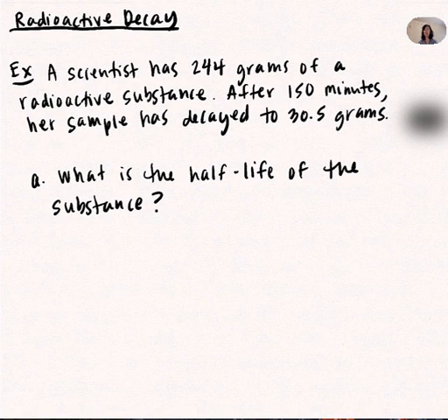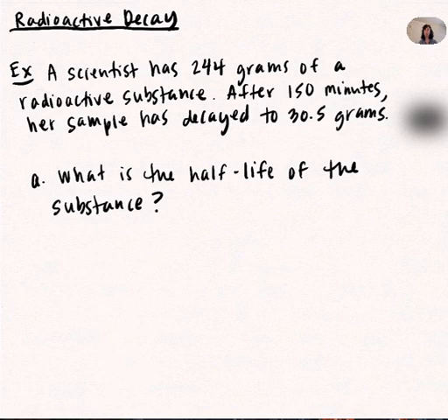Radioactive decay. Let's do an example. A scientist has 244 grams of a radioactive substance. After 150 minutes, her sample has decayed to 30.5 grams. Part A, what is the half-life of the substance?